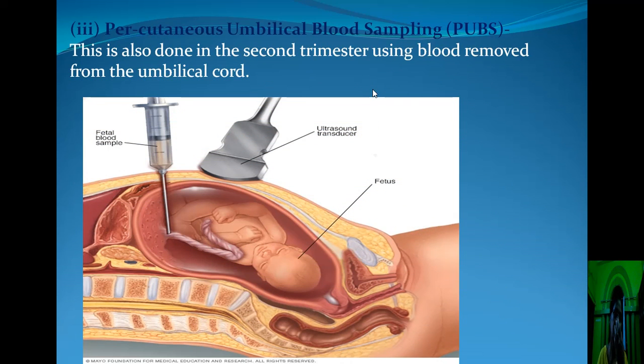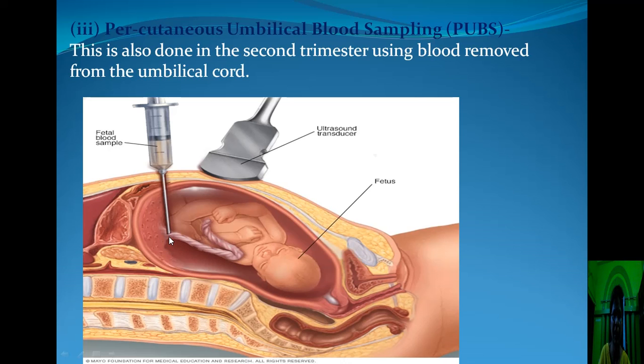Next come to percutaneous umbilical cord blood sampling. This is also done in the second trimester using blood removed from the umbilical cord. This is the umbilical cord. When the blood is removed from the umbilical cord and tested, then Down syndrome can be detected.